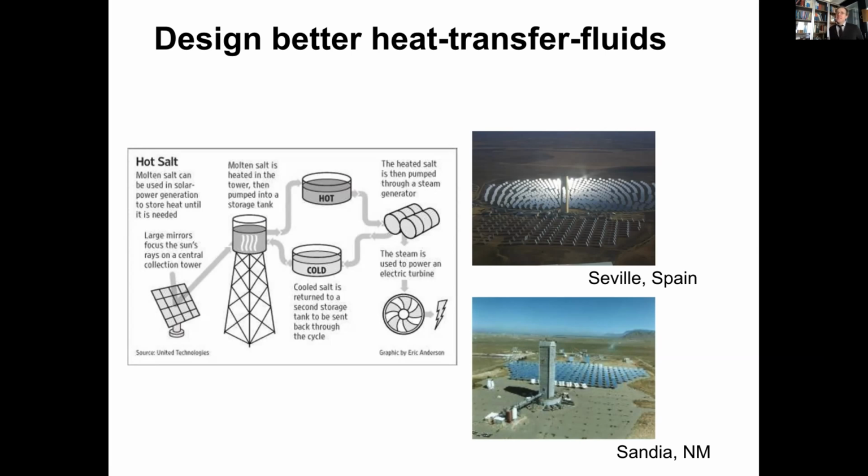Carnot's efficiency of a heat engine is directly proportional to the temperature interval which you can cover. Right? So the larger the temperature difference between your hot and your cold reservoir, the higher the efficiency. In other words, the larger the temperature range in which your heat transfer fluid is liquid, the higher the efficiency, the lower your kilowatt hour price in the production of energy.